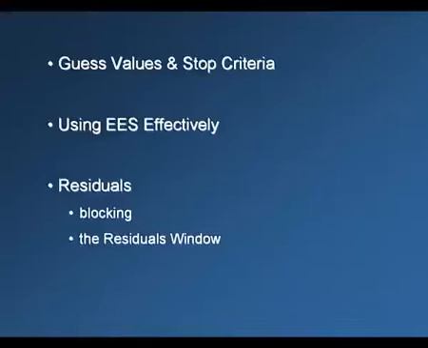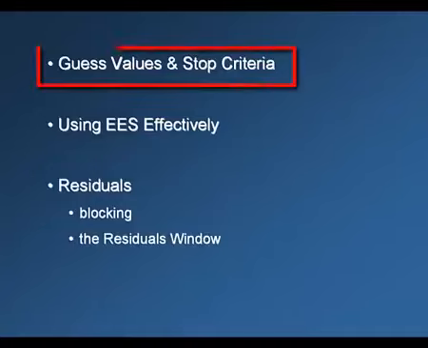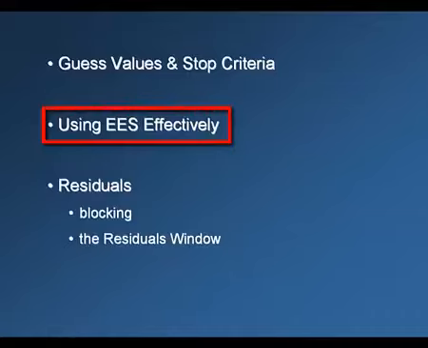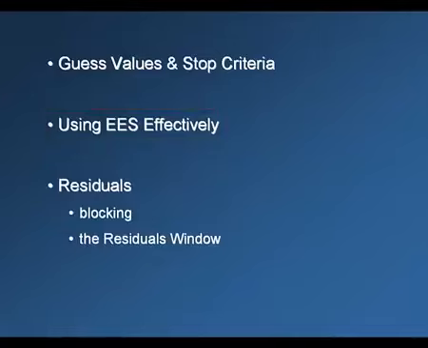In our previous two videos, we talked about how EES solves equations. The video entitled Guess Values and Stop Criteria discussed the importance of providing a good set of guess values to help ensure that EES converges. In the video entitled Using EES Effectively, we discussed how to use EES in a sequential manner in order to facilitate debugging a large program and also to ensure that EES has a good set of guess values.